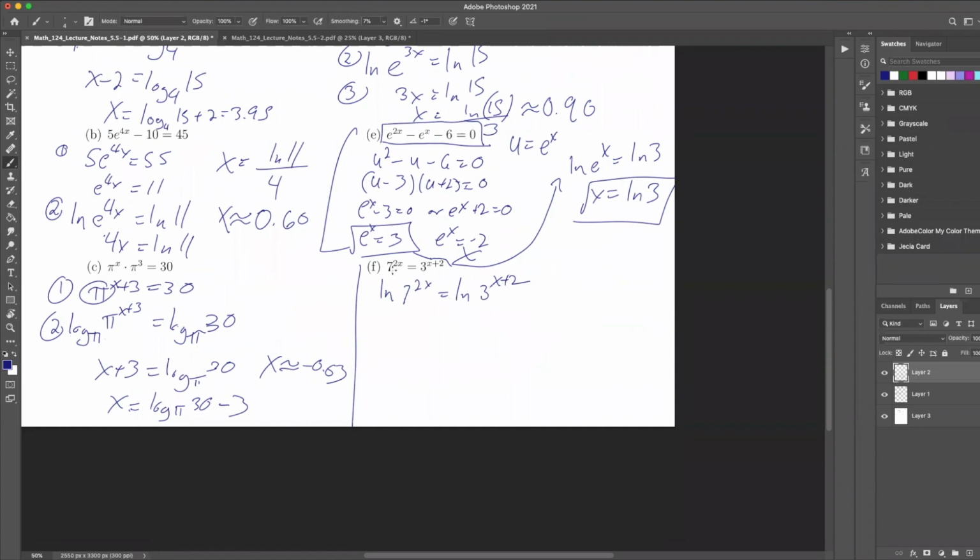And so then we're going to use the rule that exponents become multiplication. So this is 2x ln of 7 equals x plus 2 ln of 3. We're using this exponent rule like we did in 5.4. Once we use this exponent rule here, we can solve for x. Remember, ln of 7 is nothing more than a number.